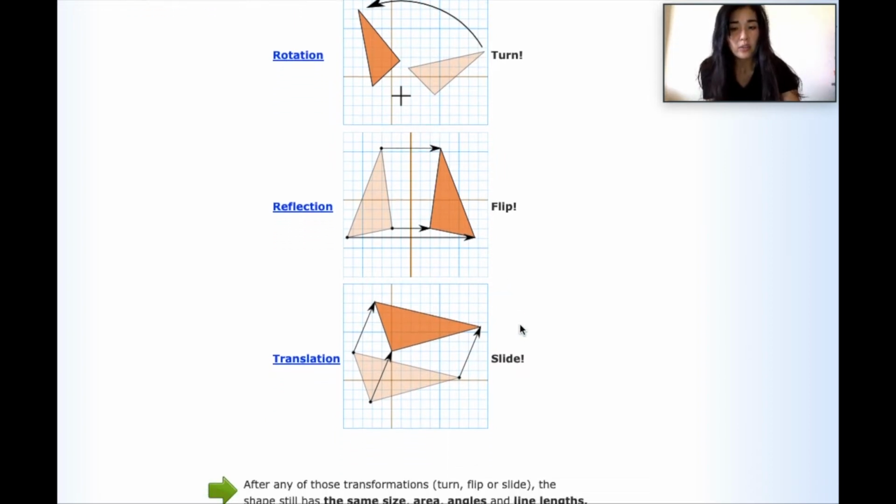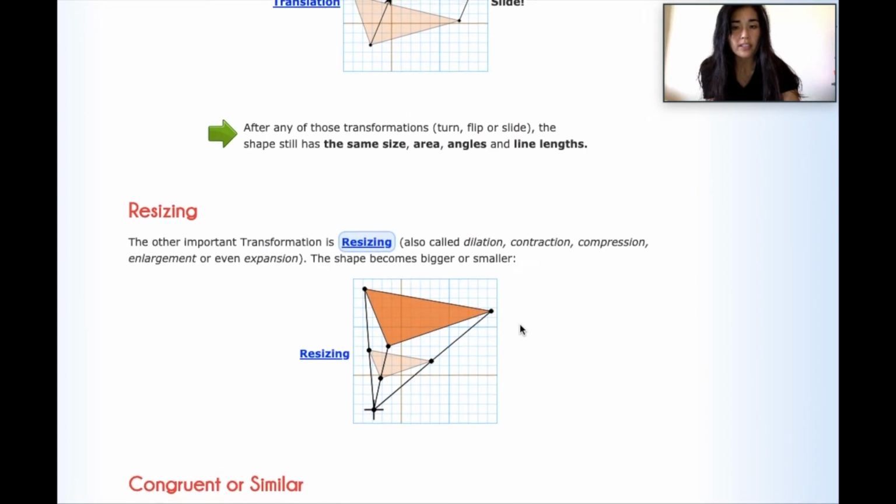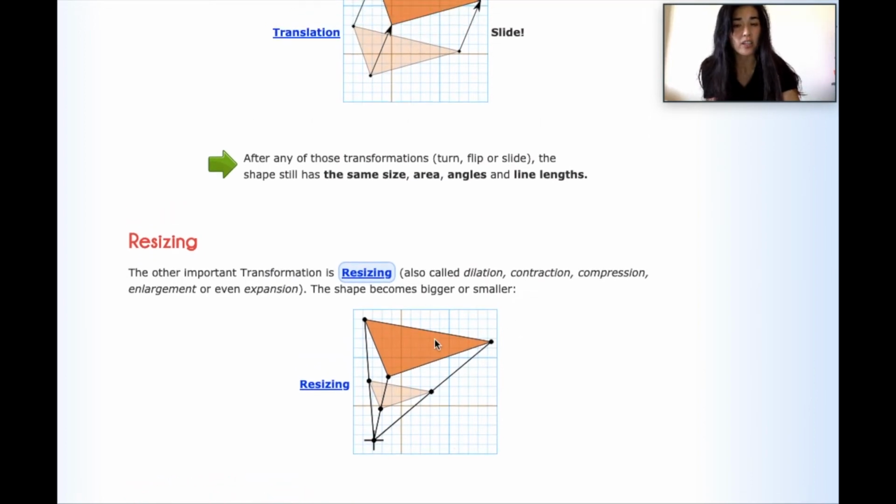How that's a little bit different though is that here is an example of a dilation. Here it says resizing, but that's what a dilation is. We're starting with an original image. In this case, it's a triangle, and you'll notice that the new image gets larger. It's dilated to become larger or bigger.